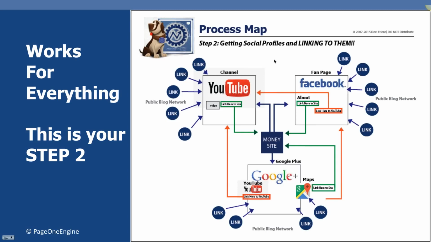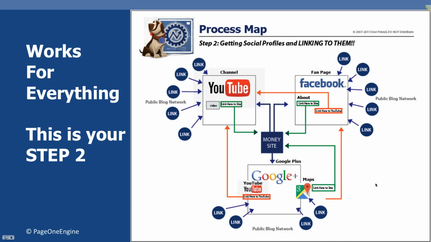So now I think this might make a little bit more sense to you, the process map. So we just went from YouTube, and we had a link going from YouTube to the money site. We have a link going from Facebook to the money site. We have multiple links going from Google Plus to the money site. Then we also have a link from Google Plus going to YouTube. We have a link going from Google Plus to Facebook, and then a link from Facebook going to YouTube.